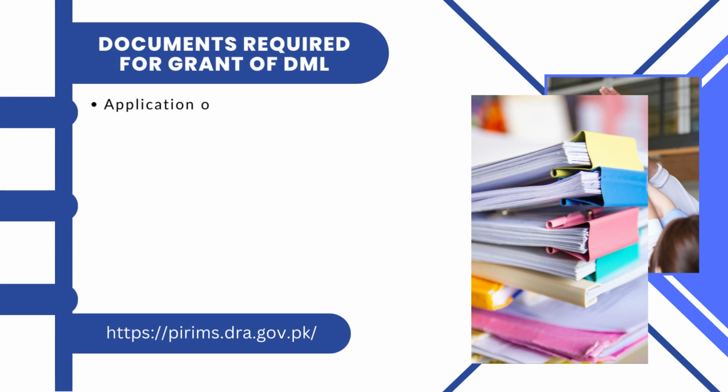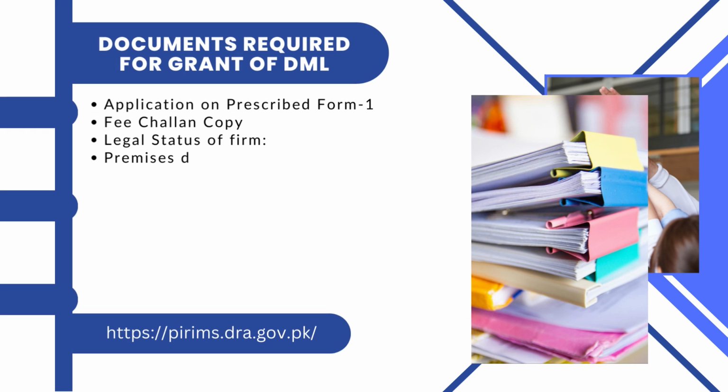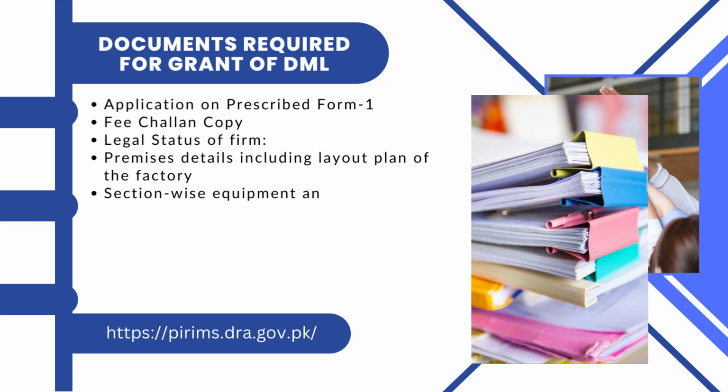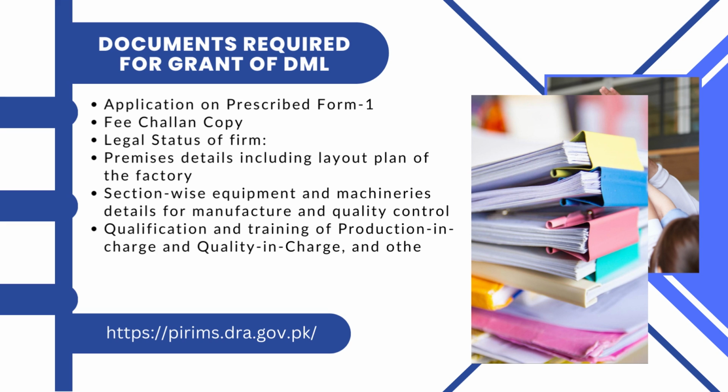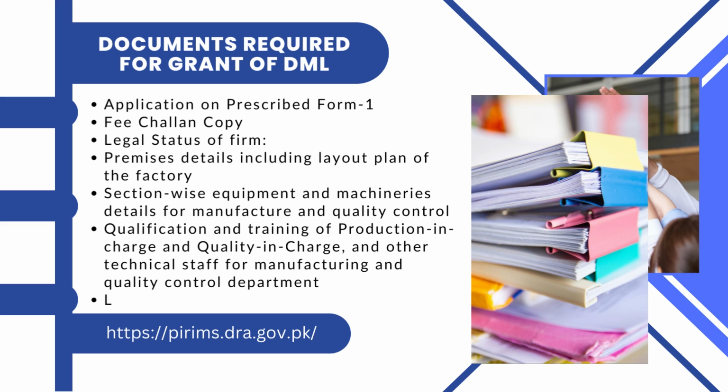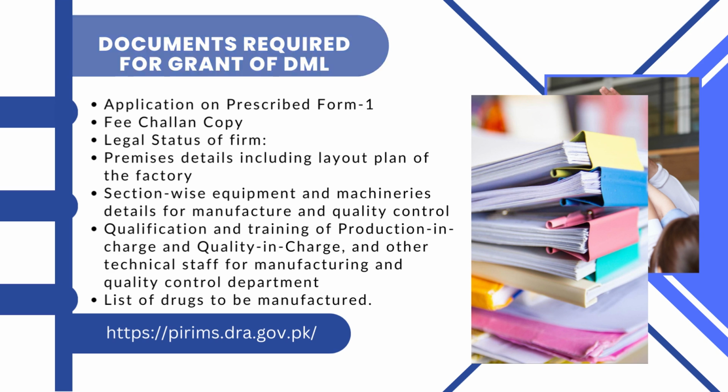Documents for manufacturing license: application on prescribed Form 1; pharmacist copy of 150,000; legal status of firm; premises details including layout plan of the factory; section-wise equipment and machinery details for manufacture and quality control; qualification and training of production in charge and quality in charge, and other technical staff for manufacturing and quality control department; list of drugs to be manufactured including name, class of drugs, and dosage form of the drug.